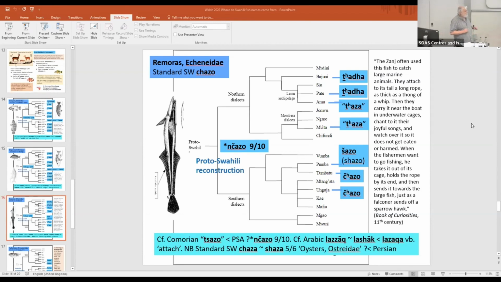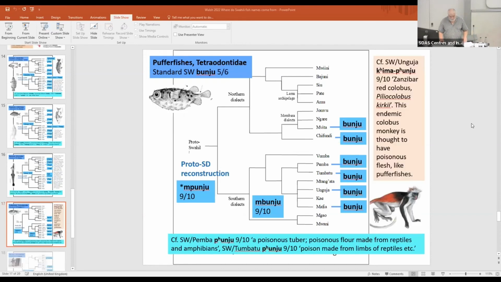Trained is a loose use of the word, but they can be used to attach themselves to turtles, and then you haul them in. And that's possibly an early loanword. I'm not sure, but there's some similarity with that Arabic word, which ultimately derives from the verb meaning to attach. I'm not sure, but I don't otherwise know where that name comes from.